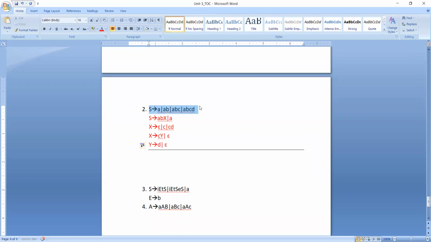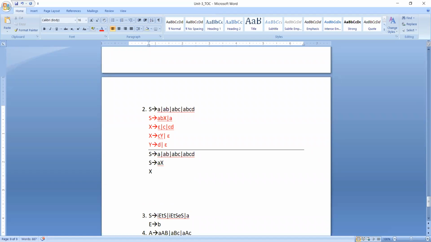So this is our grammar. If you consider this grammar, straight away I can take small a as the left factored part. So I take small a and call the remainder capital X: S derives to a X. Here in this production, I don't get any gamma part, because this small a is common, it is there everywhere. So now we need to write what X is.